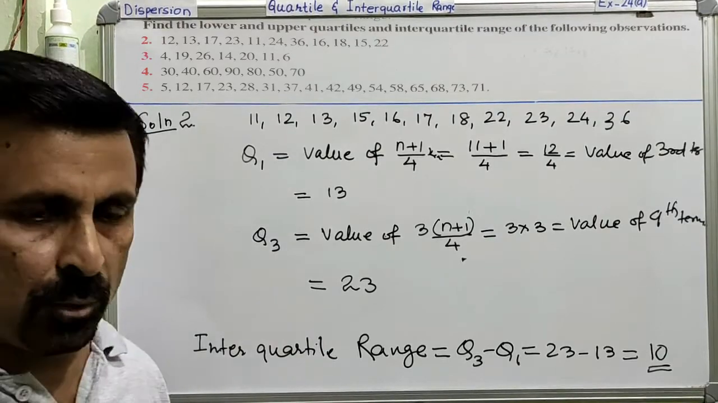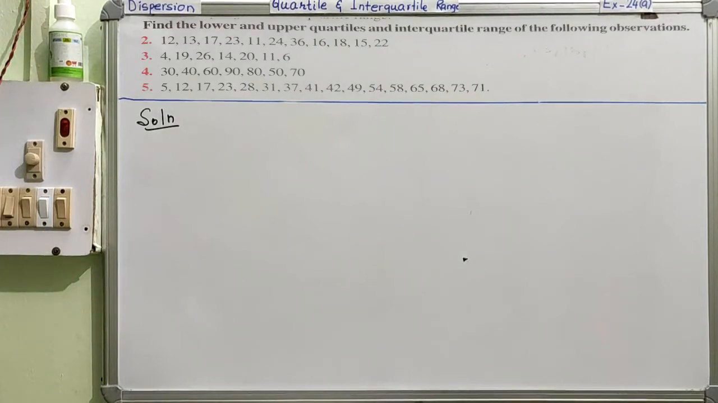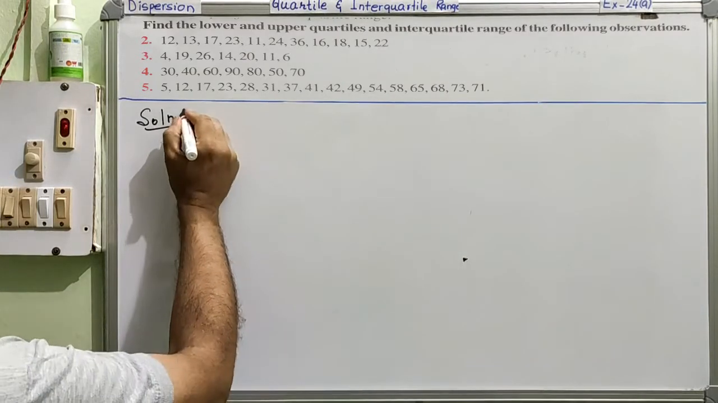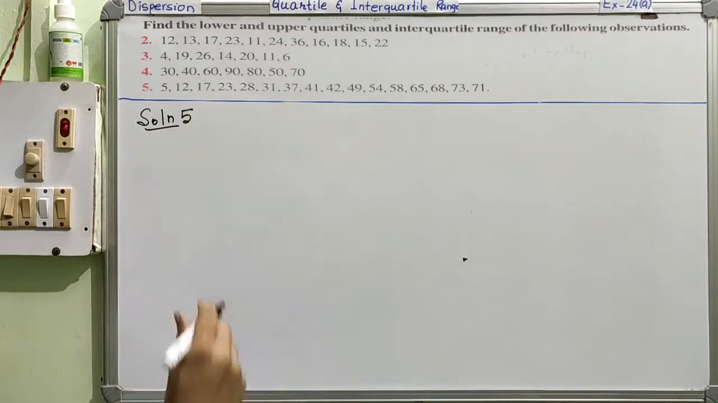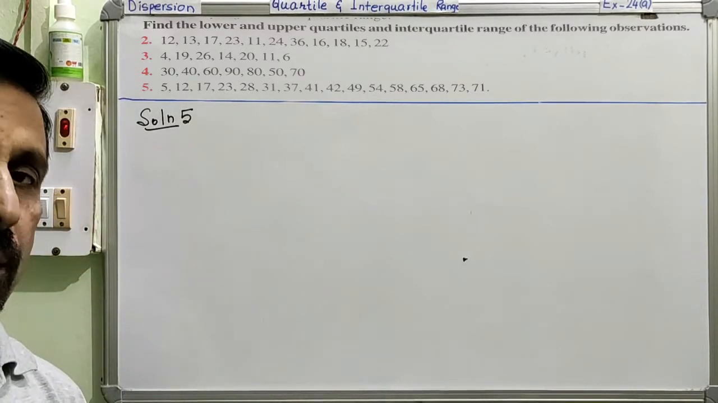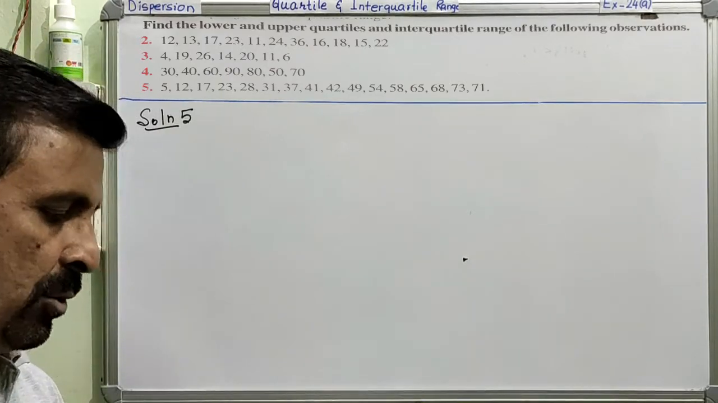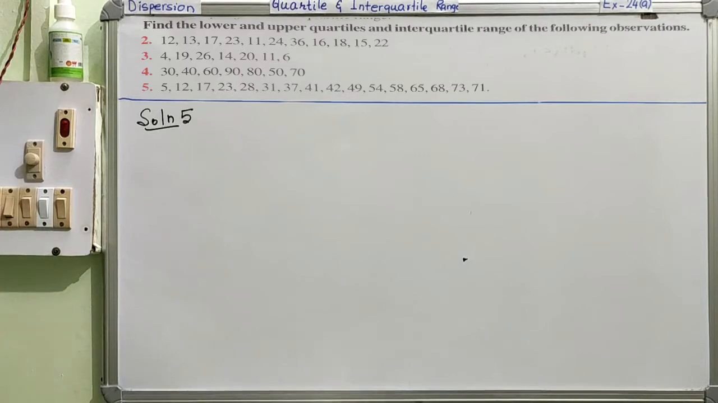We will have one more question. Now we will move on to question number 5. If you look at question number 5, you will be very happy to see that the data are all written in ascending order. That means this question is saving our time and we don't have to do the arrangement. So we can take the data as it is.